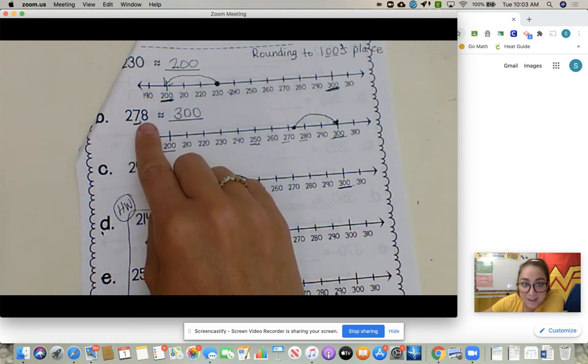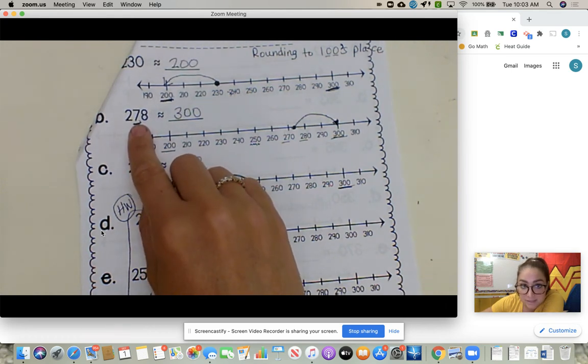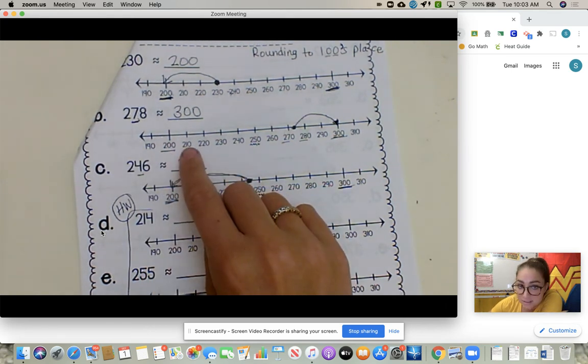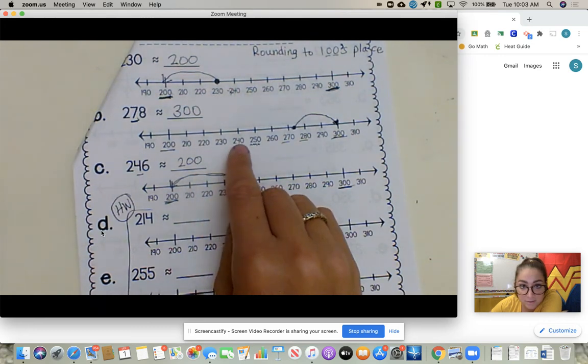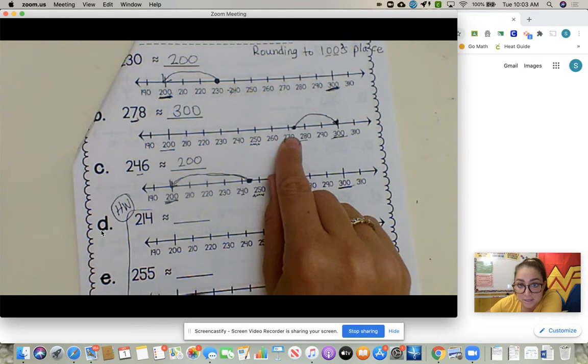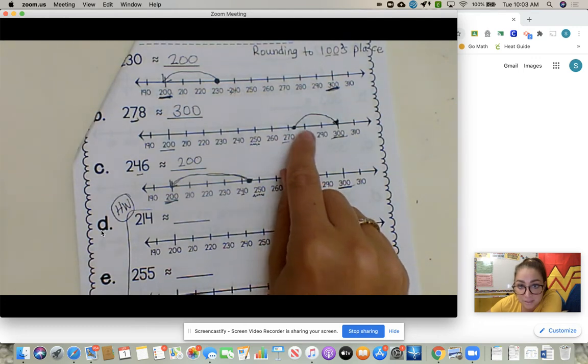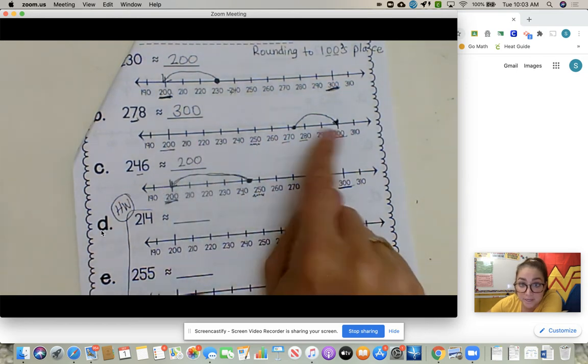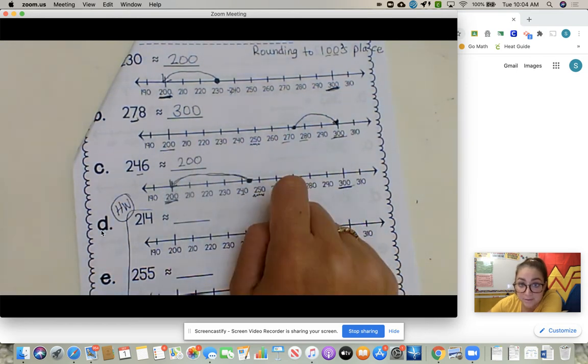Ooh, 278, though. So there's a 7 in the tens, so let's see. No 7 in tens, no. Yes, there's a 7. So the number is going to be in between 270, 280. Oh, and our yellow numbers are 200, 300. So I'm going to round up.